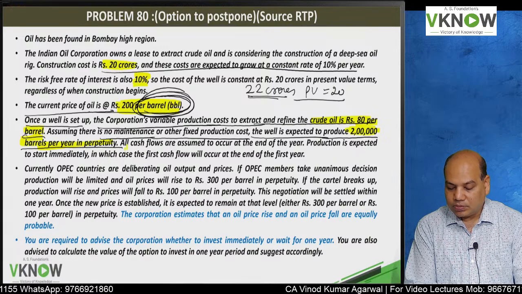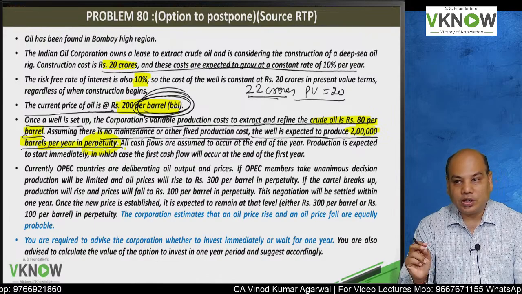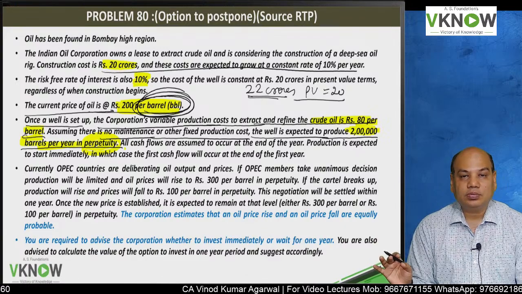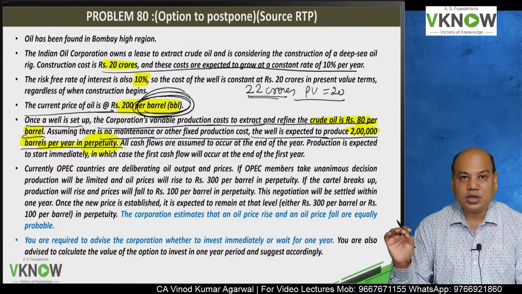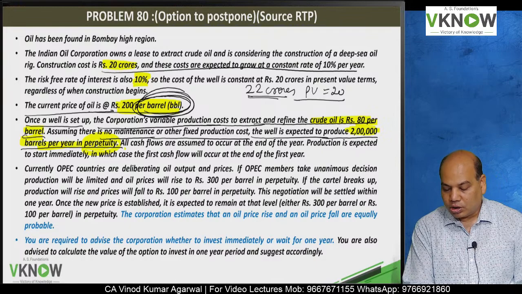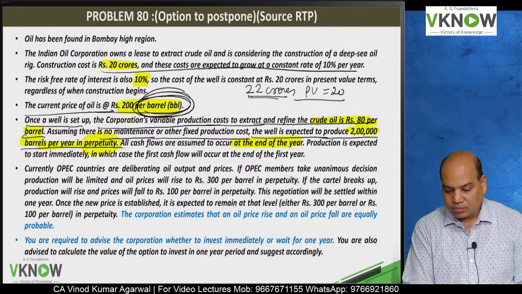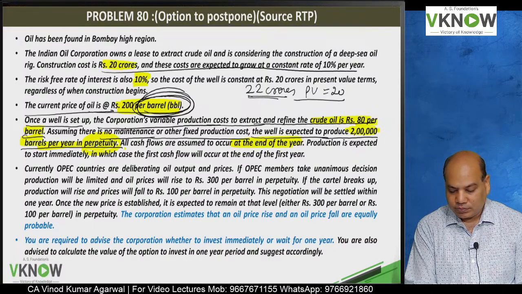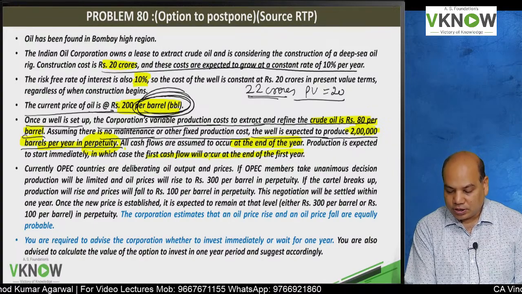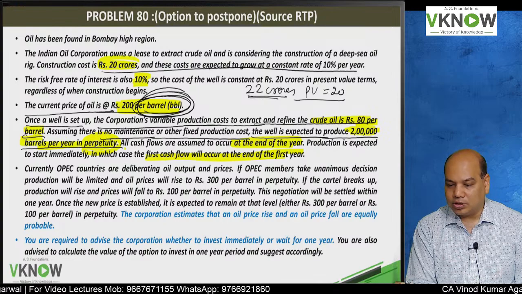All cash flows are, perpetuity means forever. In this question, the life of the project is infinite, means you are going to get this cash flow forever. All cash flows are assumed to occur at the end of the year. Production is expected to start immediately, in which case first cash flow will occur at the end of the first year. That is okay. Construction cost will be incurred today, revenue will start from the end of the year.